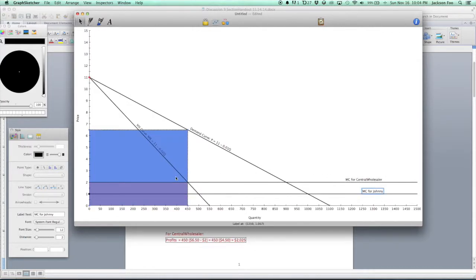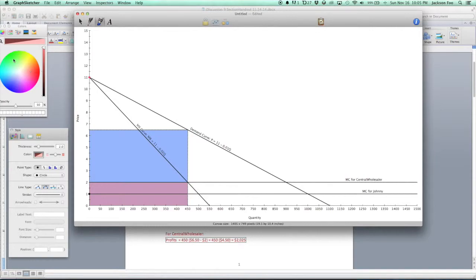So marginal cost for Johnny is $1, and he's charging $2 regardless to central wholesaler, which is why their MC is constant. So this space, you can tell, is the difference between what they're charging, which is $2, and what it costs them, $1. And we can easily see if we pick a new color, let's say green, that this green area becomes the profits for Johnny.